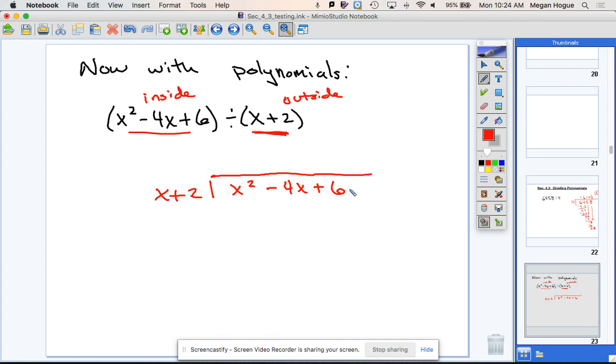Hang in there. Be persistent. You'll get the hang of it. It is hard to figure out what goes up here. That is a tricky part.